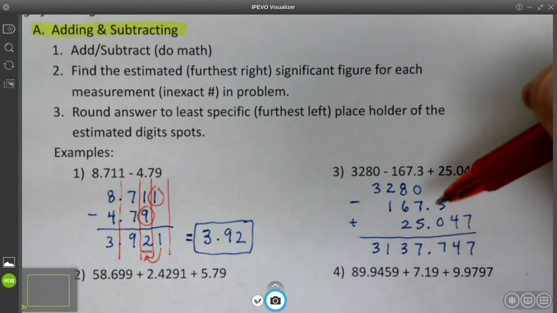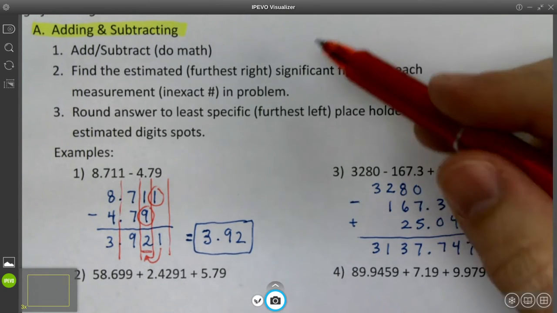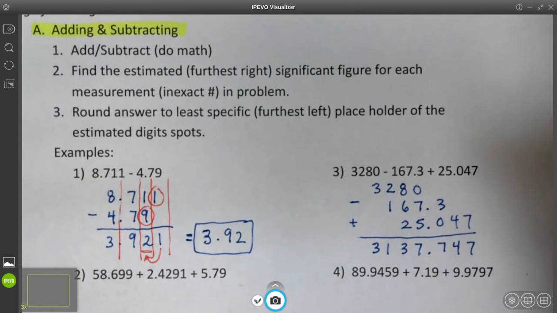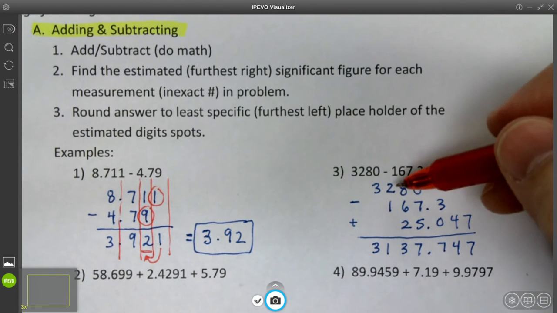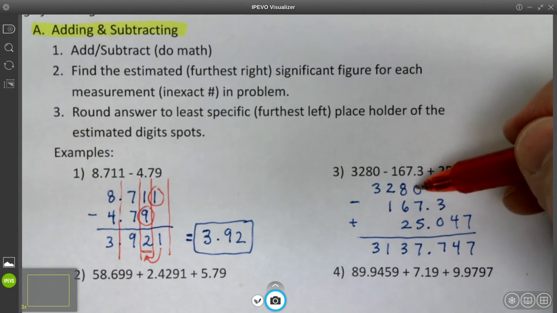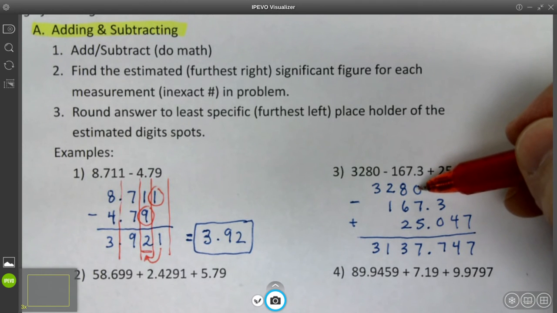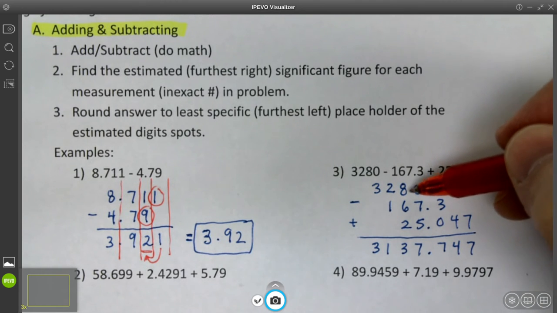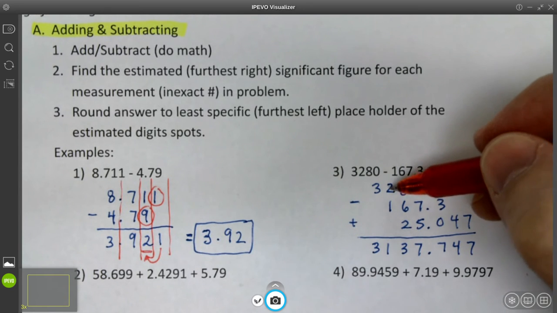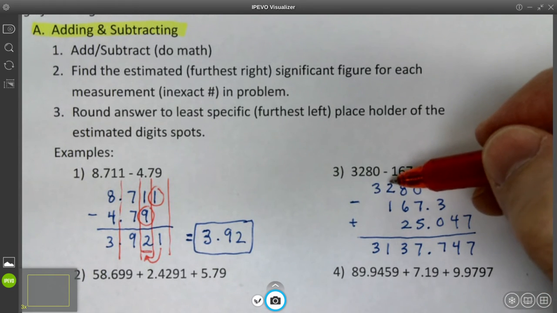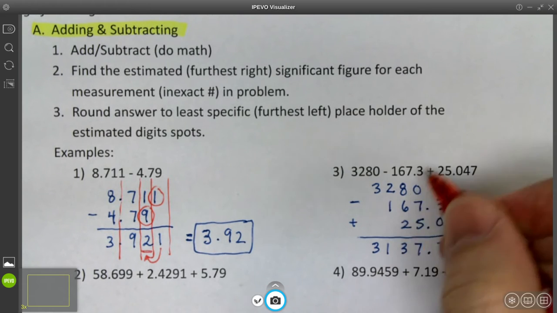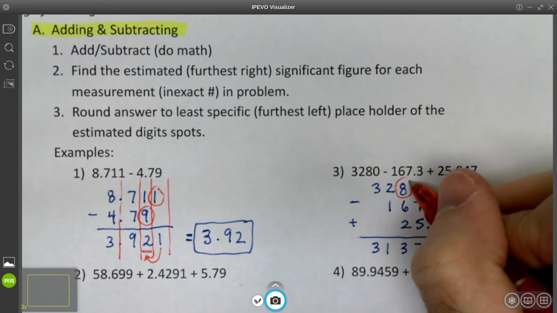So again, the significant figure that's estimated furthest to the right for each number. So this one, 3,280, remember, no decimal, so we count from the right. We would not count the first zero, because we haven't hit a non-zero number. So we would start counting at the 8. So the 8, the 2, and the 3. So there's 3 significant figures, which means the one furthest to the right would be the 8.